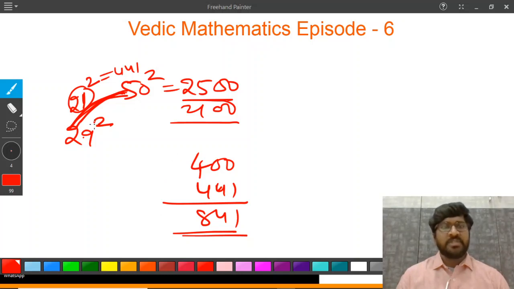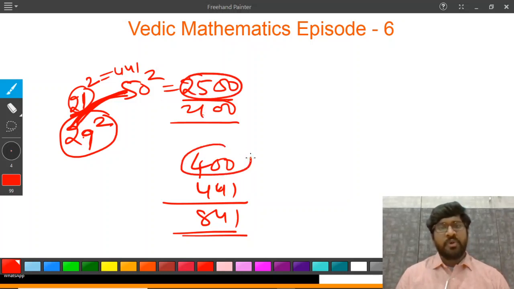I repeat, we were interested in finding 29 square and I am comparing that with 50 square. 29 is 21 less than 50. Since 29 is 21 less than 50, I should subtract 21 hundreds from 2500. If I subtract 21 hundreds from 2500, the leftover is 400. Since this is 21 less, I should add the 21 square to this number. As we all know, 21 square is 441, so I need to add these two. It's not easy to understand with one example, so be patient.